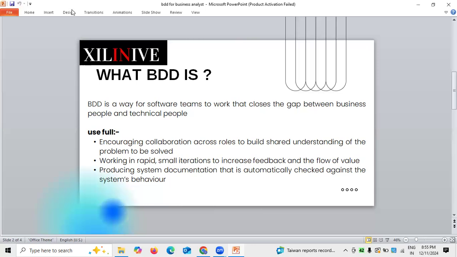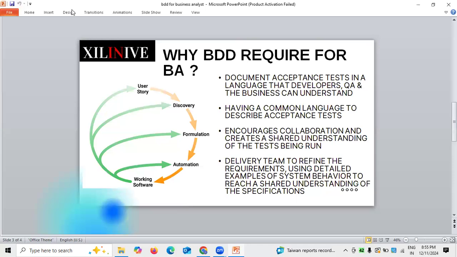Now, in what way is it required for a business analyst? Because business analysts are the people who act as a liaison between business and technical communities. Here we need to document whatever acceptance testing we have when we are writing any user stories and acceptance criteria. So we document the acceptance testing in a language which developers as well as the QA team can understand from the business perspective. For that reason, a BA needs the BDD approach.